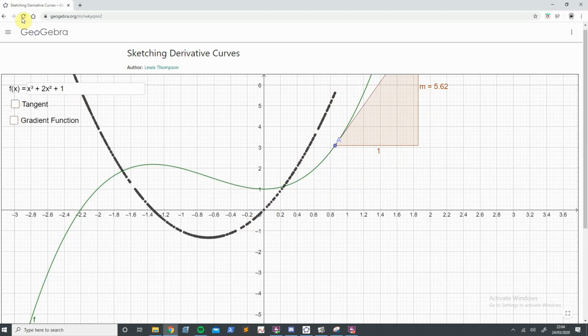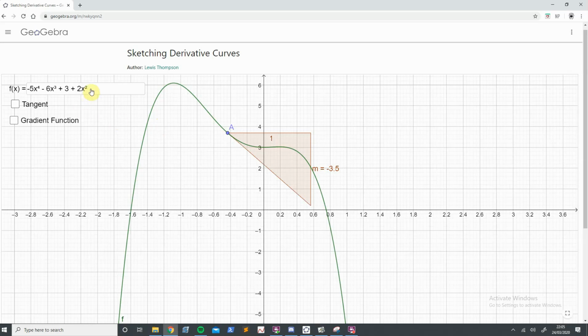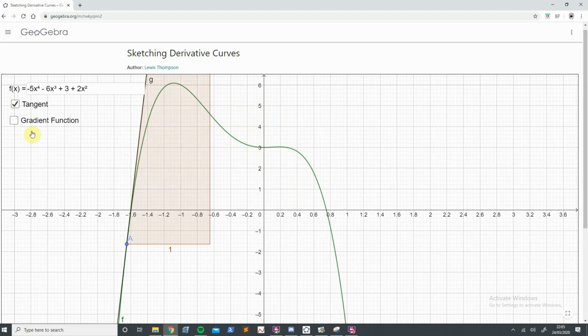If I give this another go, when you're using this and you change the graph, just refresh it, otherwise that black line will not disappear. So let's have a look at this one that I've already got loaded up. I've put this online for you as well. I'll show everyone the link so you can have a mess around with this and have a bit of practice. So I've plotted my tangent on here, my black line there, and I'm going to trace my gradient function.